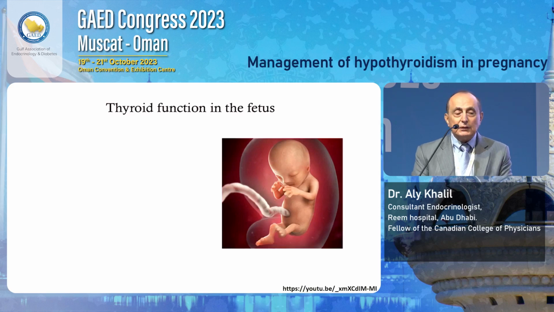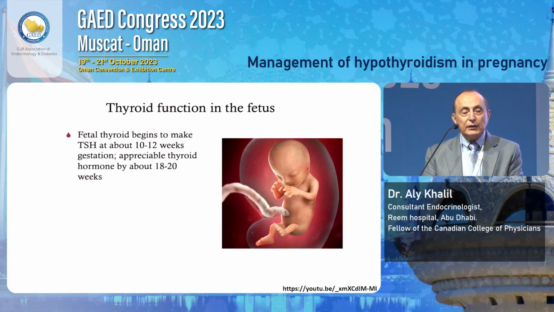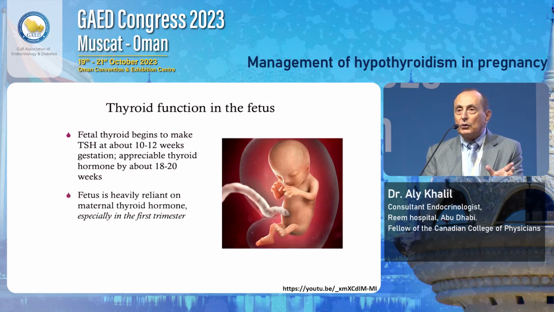the fetus, it's well known that the fetal thyroid begins to make TSH at about 10 to 12 weeks, but it becomes fully functional at around 18 to 20 weeks. So during that initial period, the first 18 to 20 weeks, the fetus is quite dependent on the maternal thyroid hormone, which we know is so essential for brain development and the formation of synapses within the brain tissue.